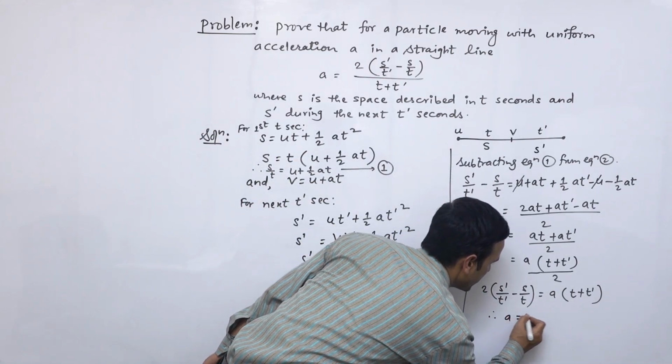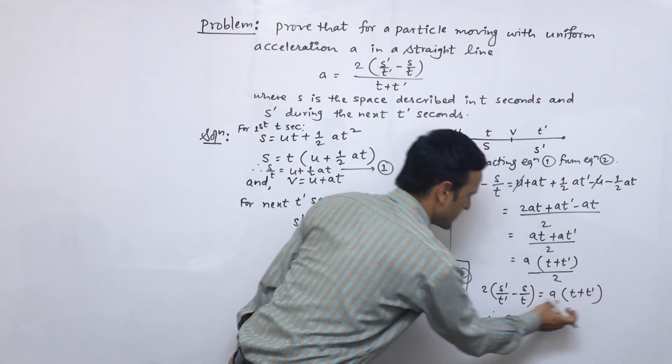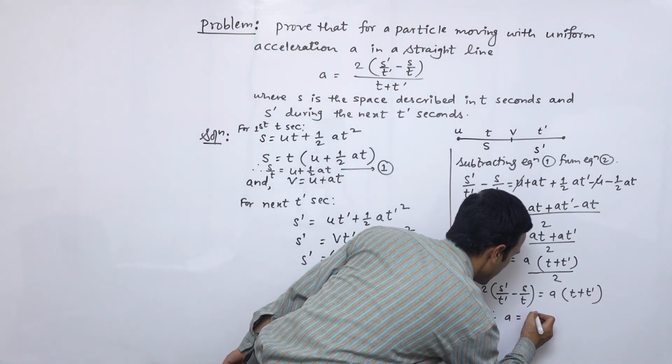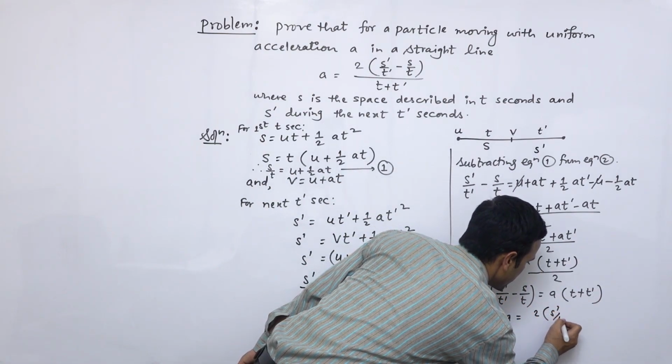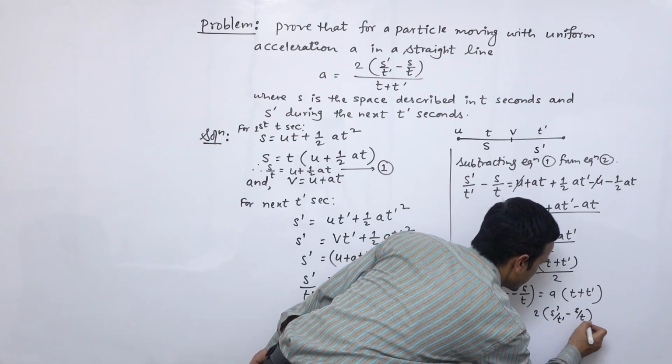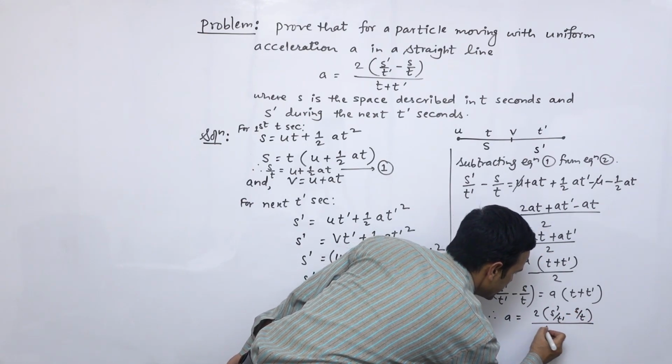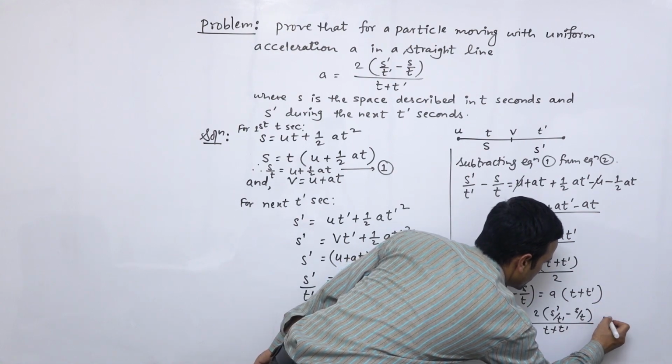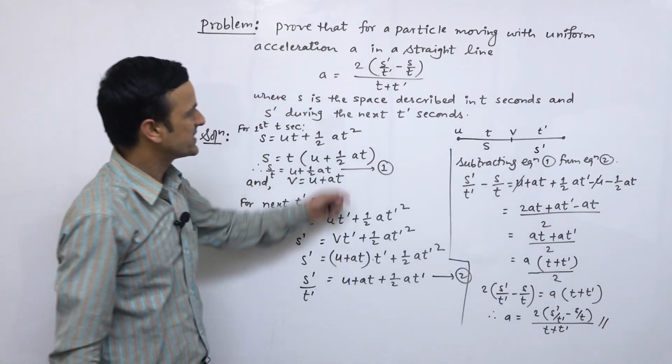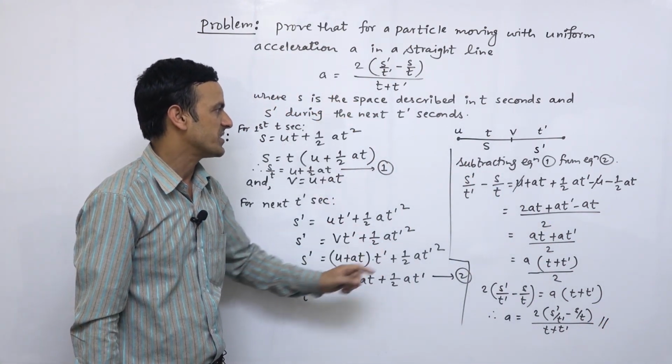So the value of A is this: T plus T dash goes to the denominator, and our answer is (S dash T dash upon S minus T) whole divided by (T plus T dash). So in this way we can prove this relation from this equation.